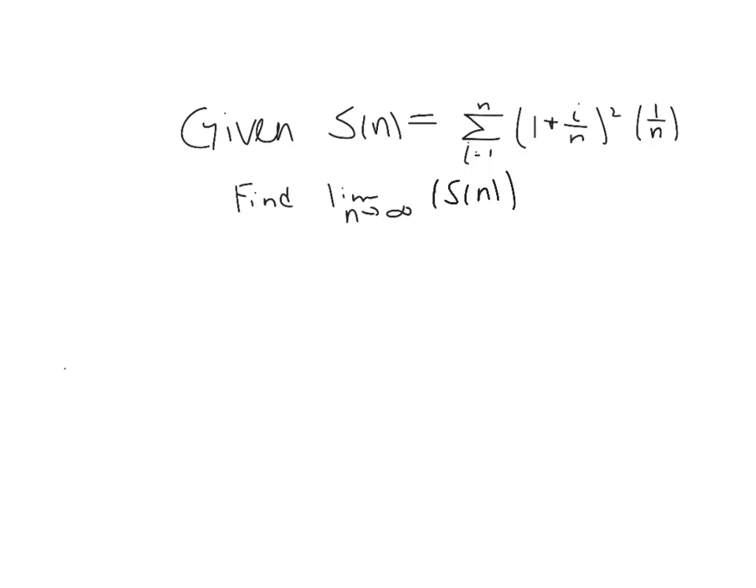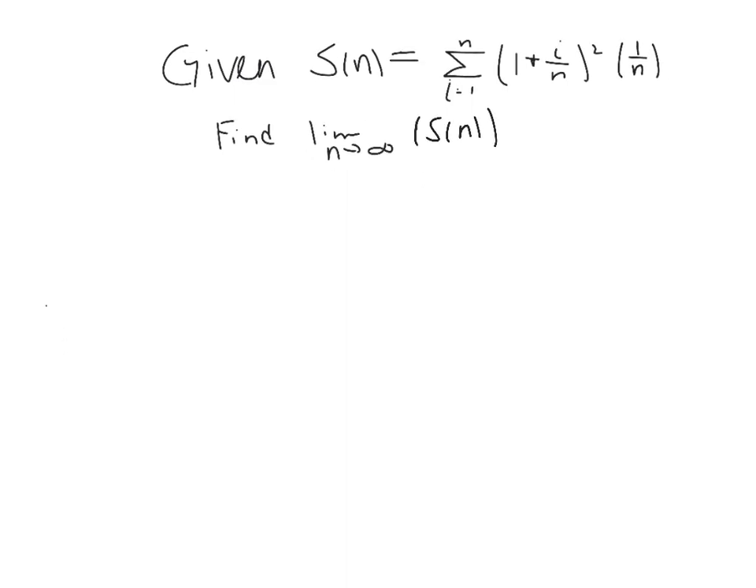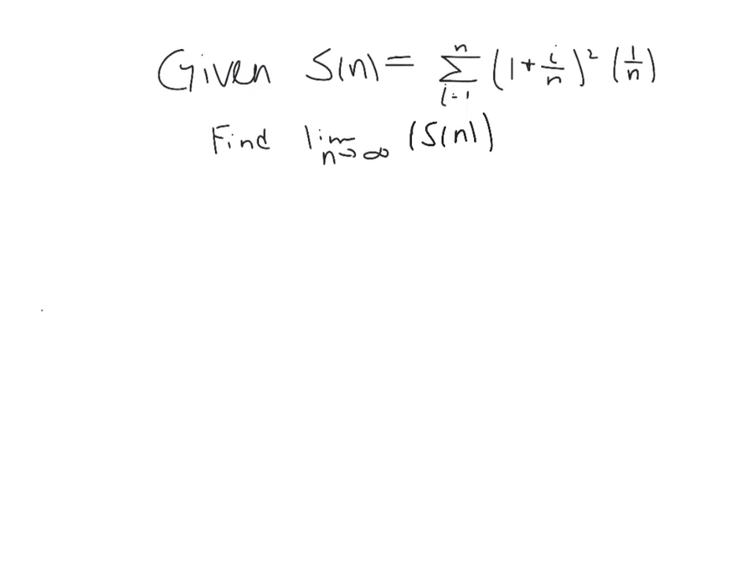Now we're going to get started. First, I am going to scroll this up a little bit, and then we're going to get to writing. First, I'm going to write down my limit, s of n, not the limit, I'm sorry, the summation, equals the sum from i equals 1 to n of 1 plus i over n quantity squared times 1 over n.